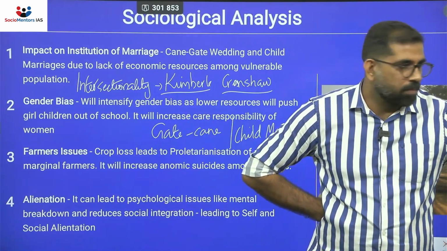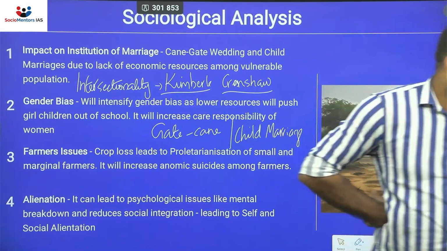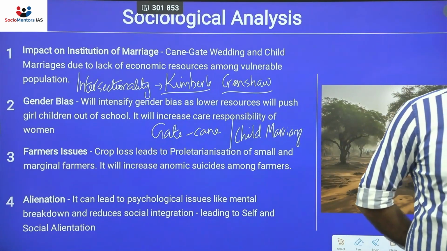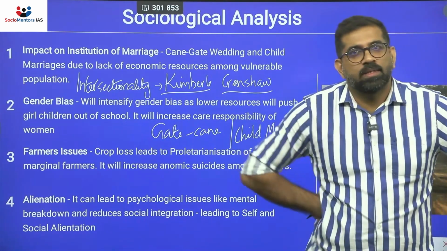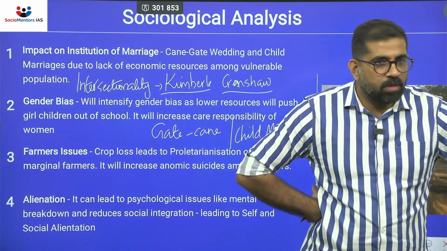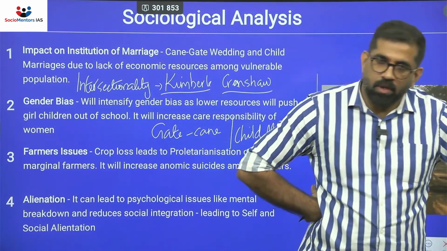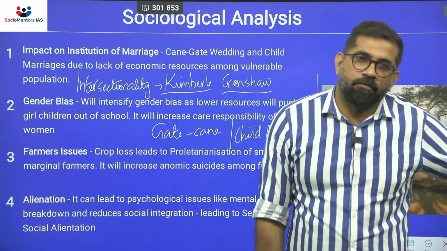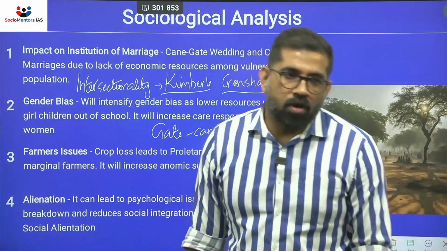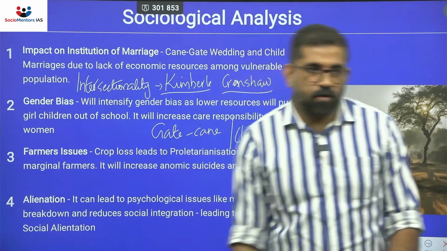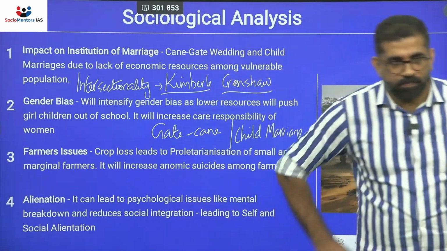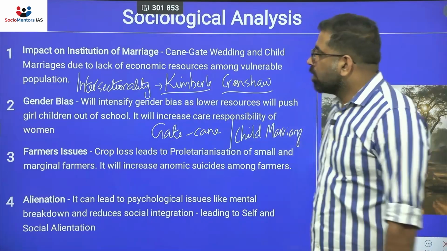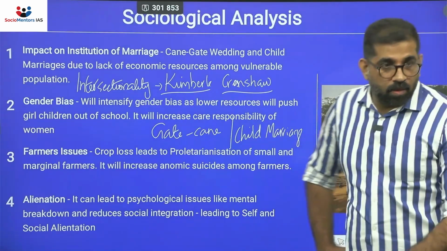Sir, in the institution of marriage, can we mention water brides? Institution of marriage, water brides, yes, that can also be mentioned, because limitations or lower availability of water will also push such kinds of weddings. That can also be mentioned. Okay, so that is the impact on gender. Next.